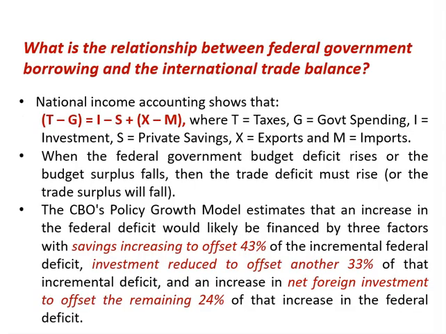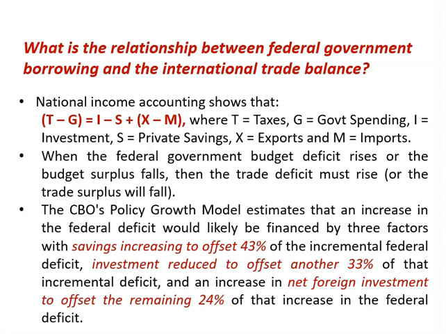What is the relationship between federal government borrowing and the international trade balance? We mentioned this earlier in the semester. The national income accounting shows that when the federal government budget deficit rises or the budget surplus falls, then the trade deficit must rise, or the trade surplus will fall. The point is that the federal deficit is directly related to the need for foreigners to partially offset that deficit, other things being constant.